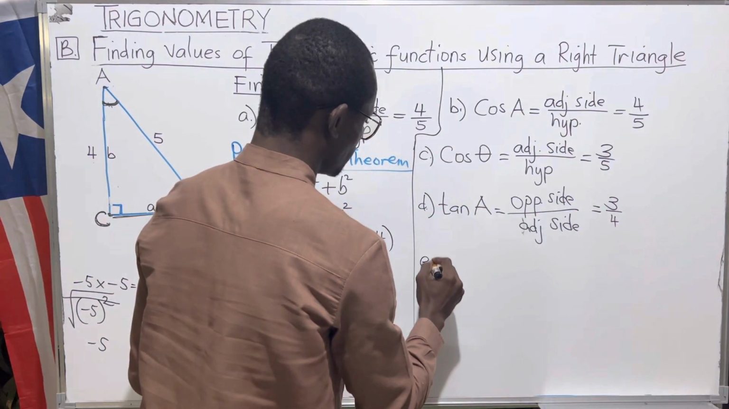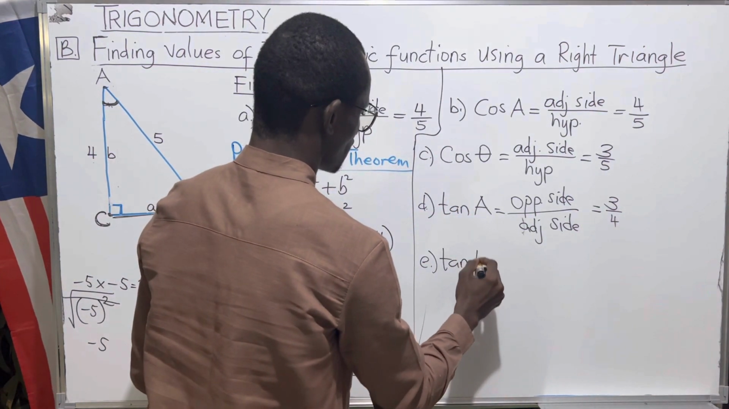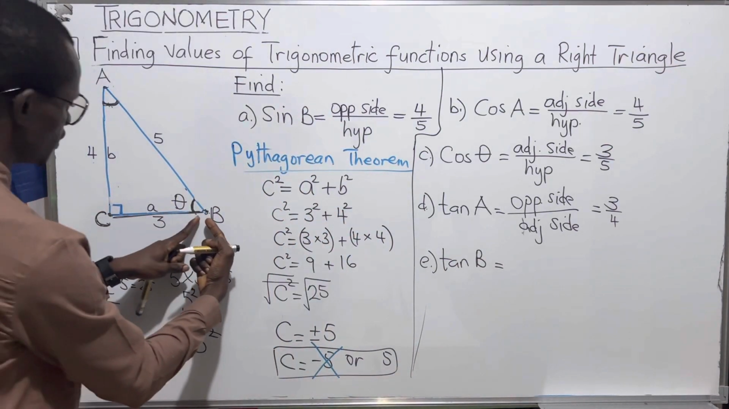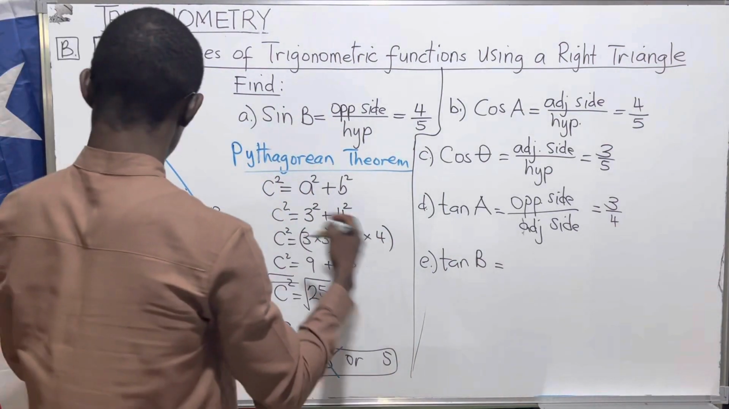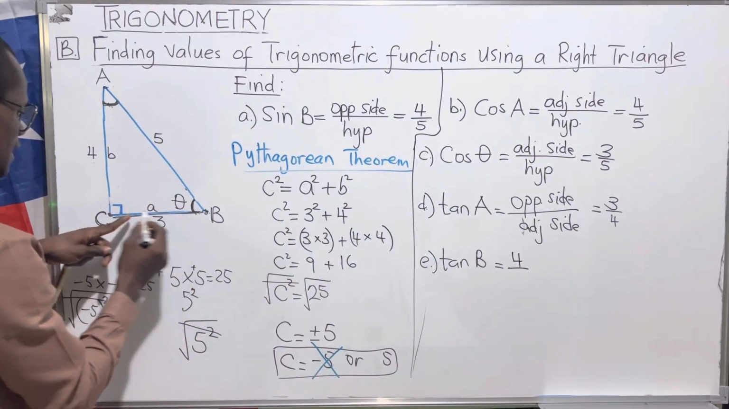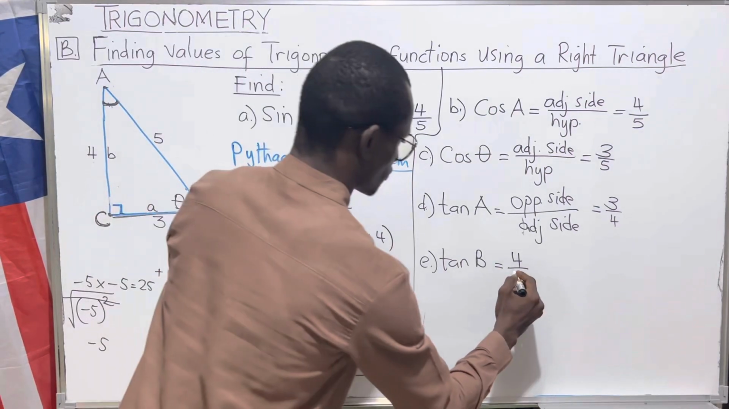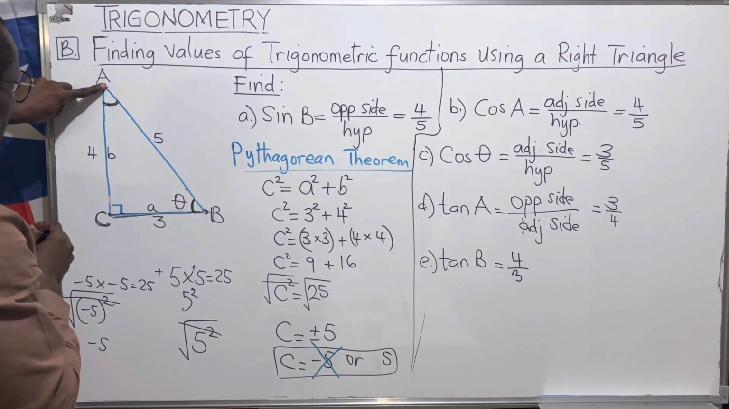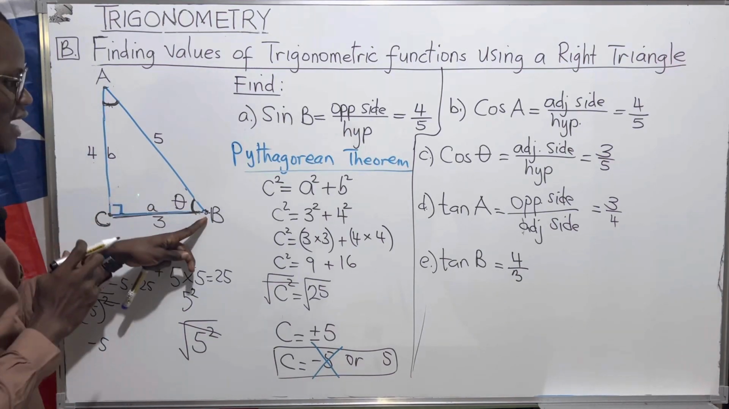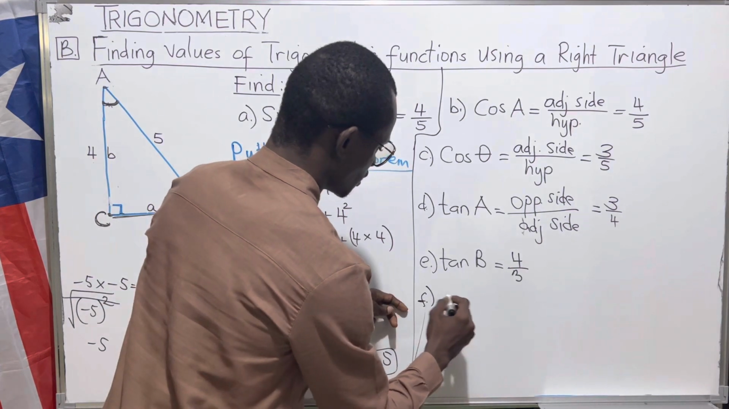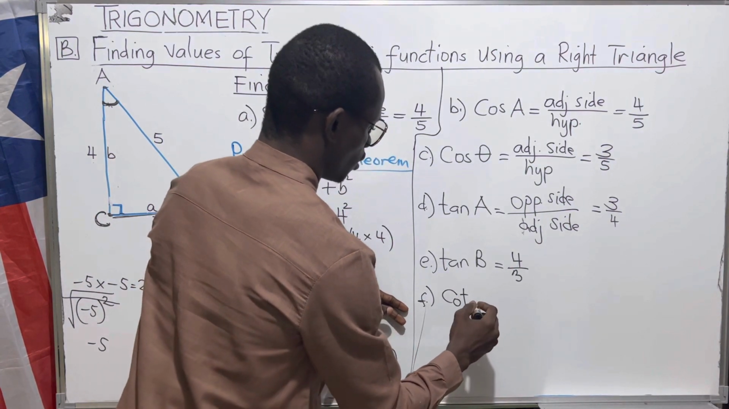What if we were to find tangent of angle B? So tangent of angle B, we take the opposite side, which is 4, and then the adjacent side, which is 3. So the opposite side at this angle will be the adjacent side at this angle. What if we find what is cot of B?